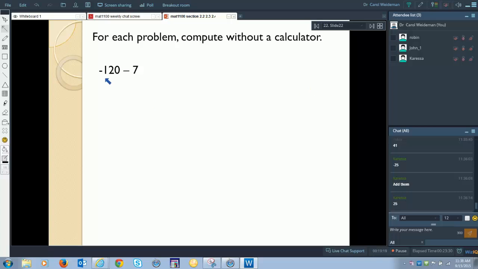So this is what we're doing, the same thing, 120 minus 7. So change it into an addition problem. So 120 plus the opposite of 7, which is negative 7. So the answer is, anybody want to try that one? What's the answer going to be on that one? So this is going to become negative 120 plus the opposite of 7, which is negative 7, which is negative 127.